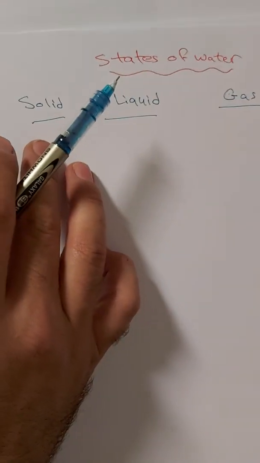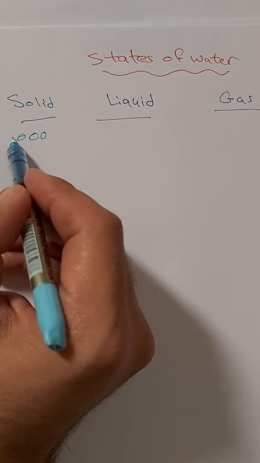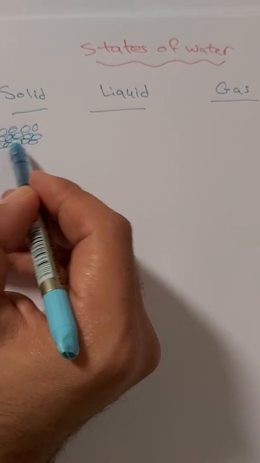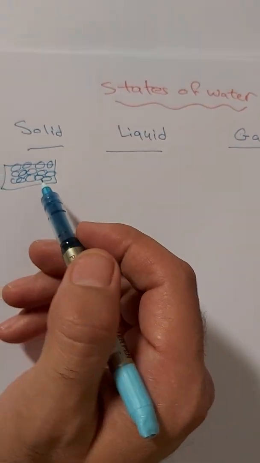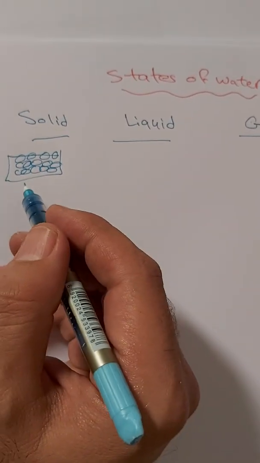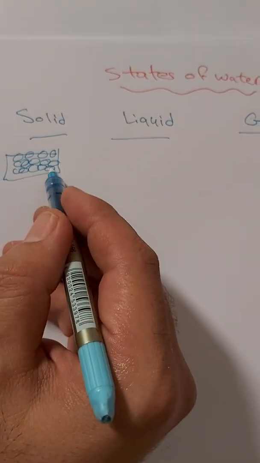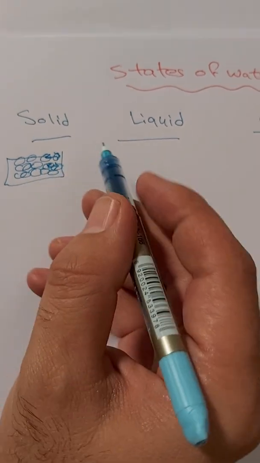Why do solids have definite shape and definite volume? Because the particles are very close to each other. Because of this situation of particles or atoms, solids have definite shape and definite volume, so it's hard to change the shape. The bonds between atoms or particles are very strong.